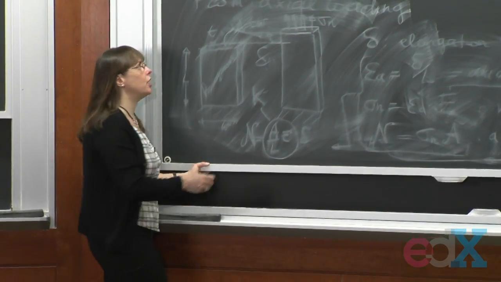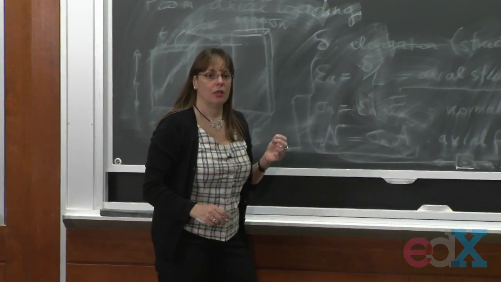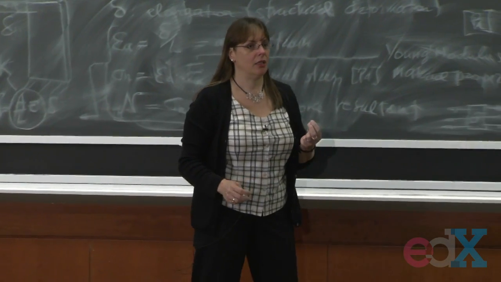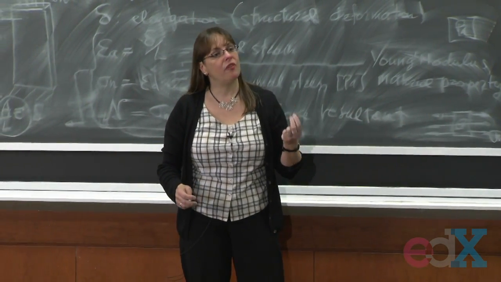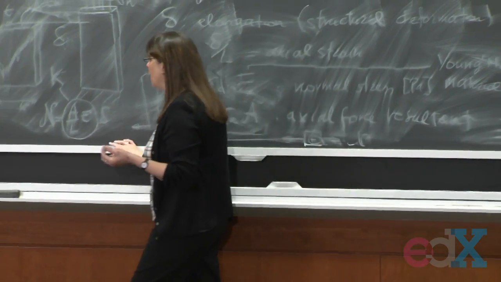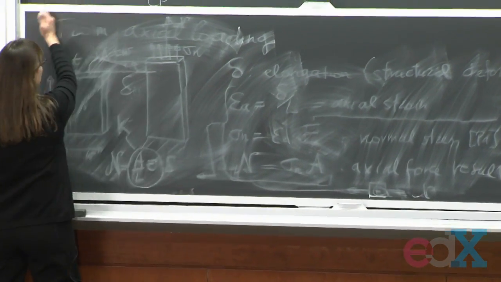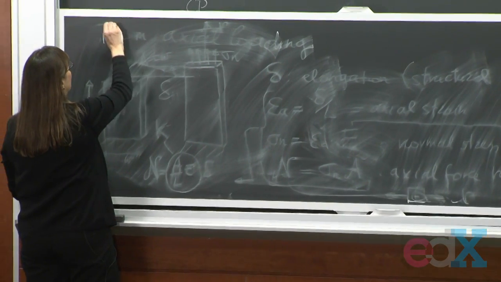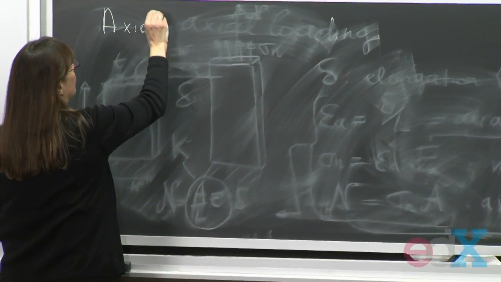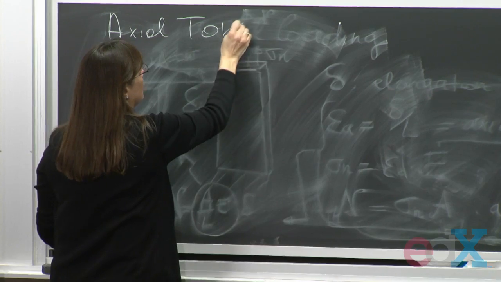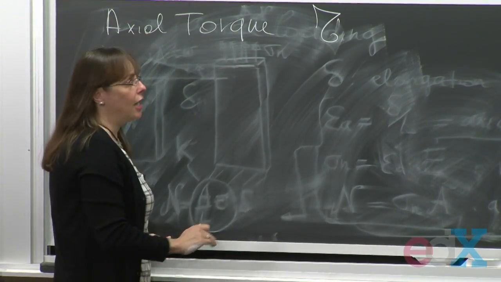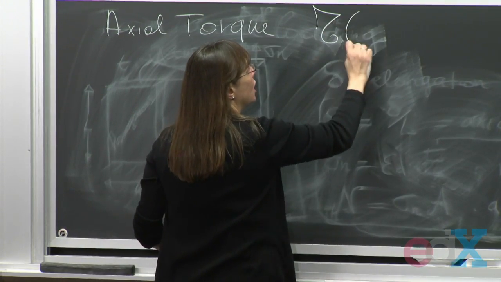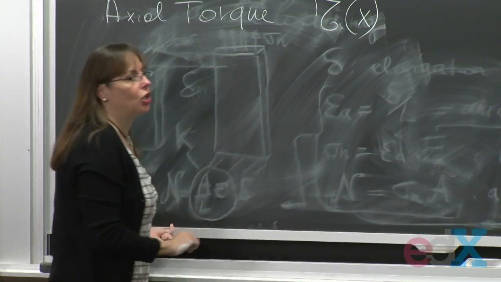So the question is, how do we find the axial torque resultant? We follow the same approach that we followed with axial loading. So the axial torque resultant is T, and in general, in a shaft, can be a function of where you are along the shaft.